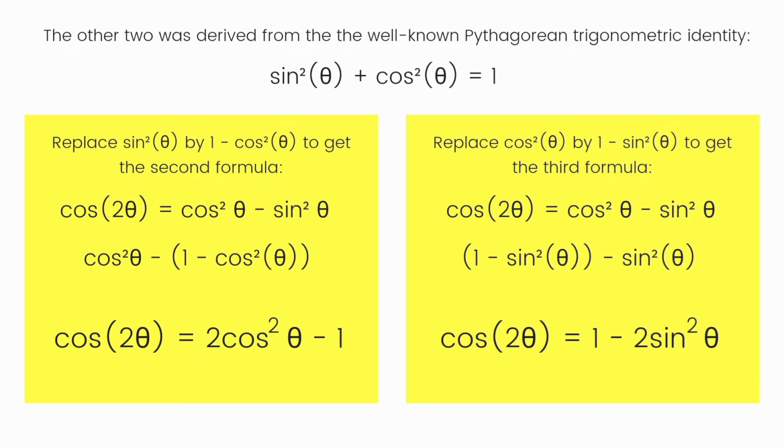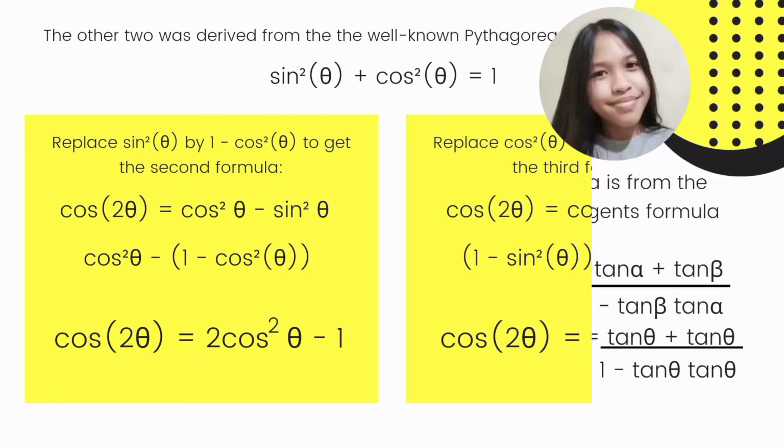To get the third formula, we have to replace cosine squared theta by 1 minus sine squared theta. Cosine 2 theta is equal to (1 minus sine squared theta) minus sine squared theta. So cosine 2 theta is equal to 1 minus 2 sine squared theta.